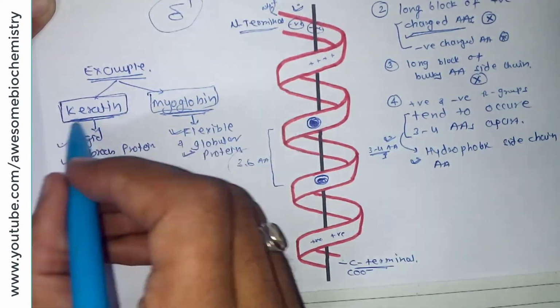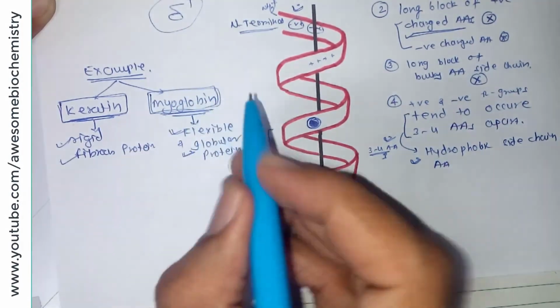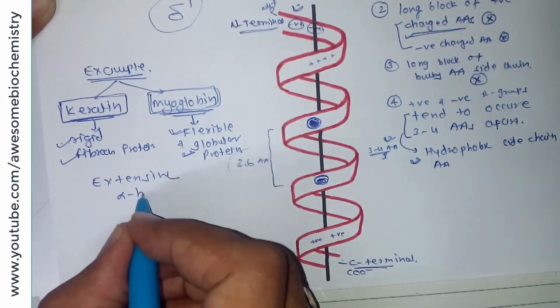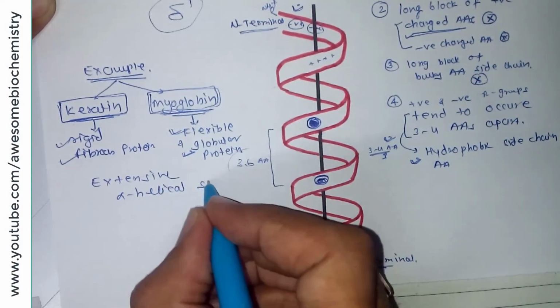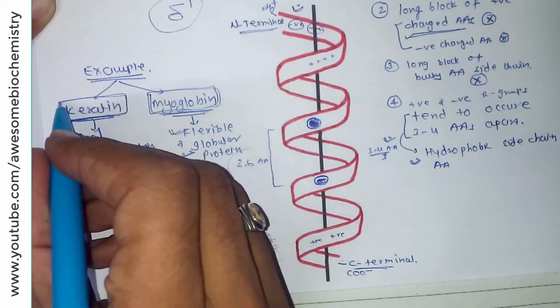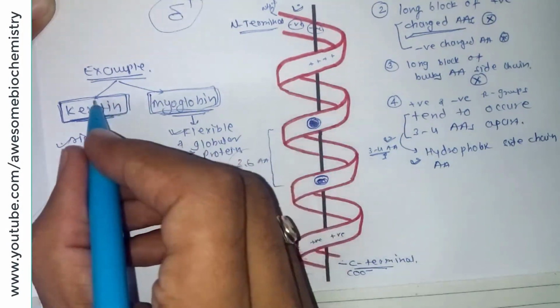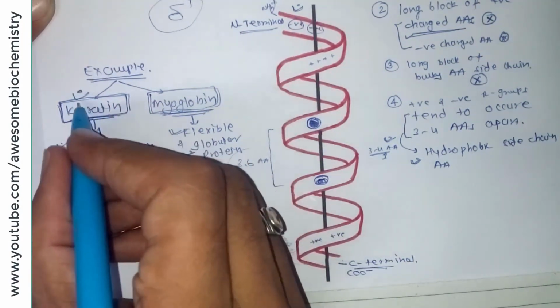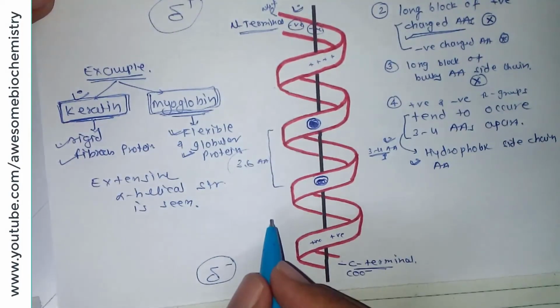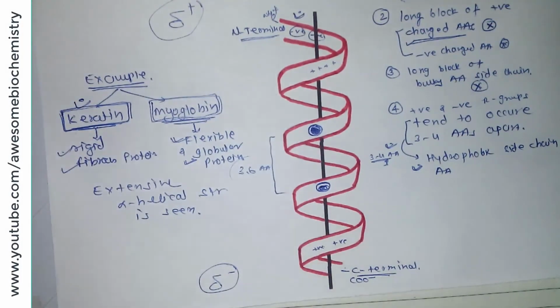And in both of these, keratin as well as myoglobin, extensive alpha helical structure is seen. You can say that almost 100% of the structure of keratin is made up of alpha helix. So, this is all about the alpha helix. In the next video, we will discuss beta sheets and beta bends.